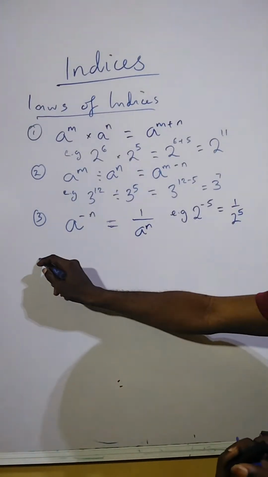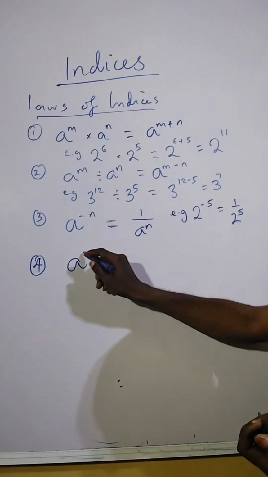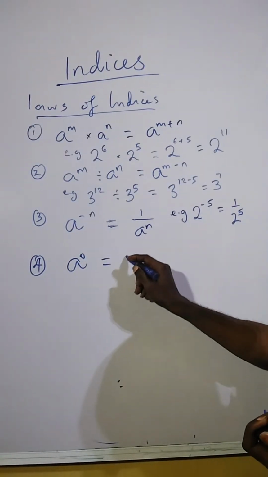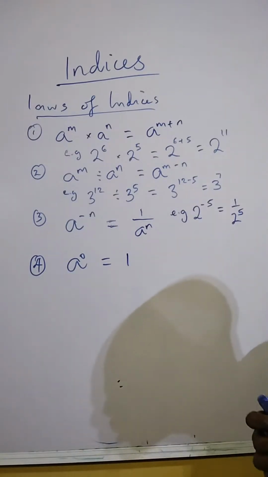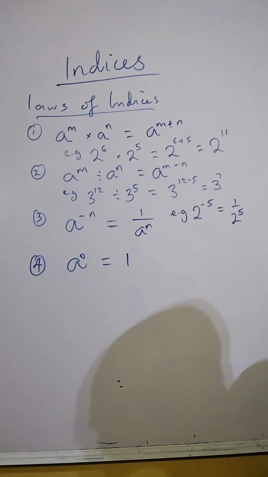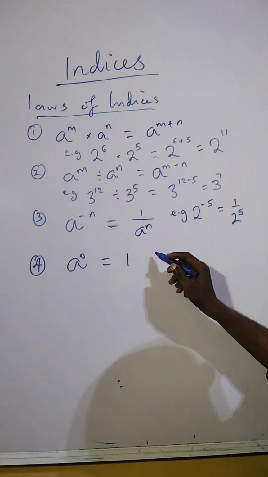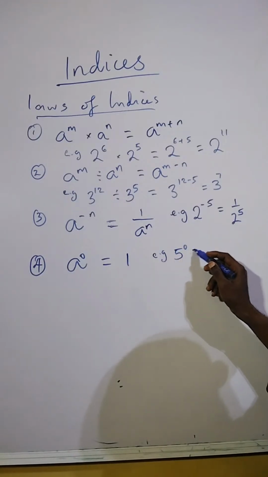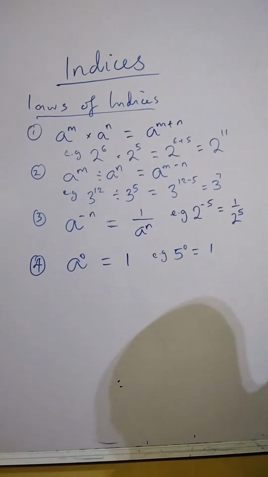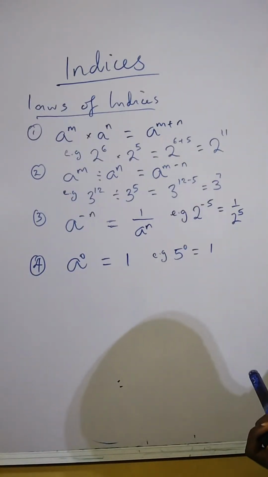And we have number 4, a raised to power 0. This is 1. That's the law of exponent. When the exponent is 0, it is 1, no matter the number you have. So e.g., 5 raised to power 0 is going to be 1. Any number which is raised to power 0 is the same thing as 1.